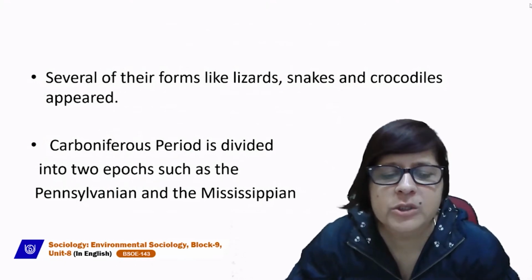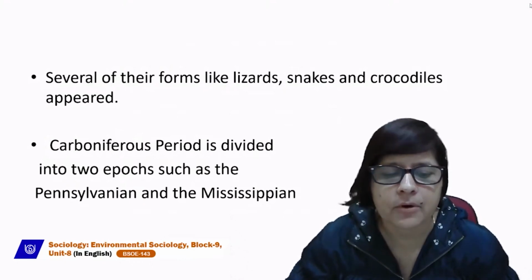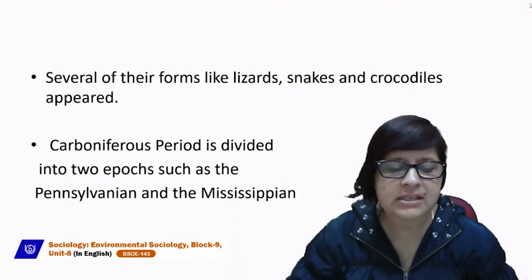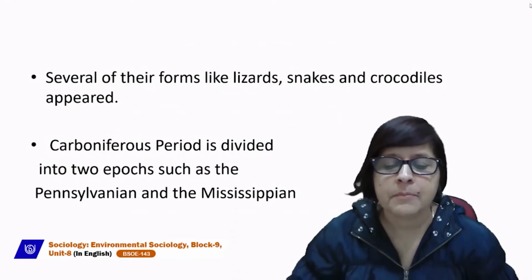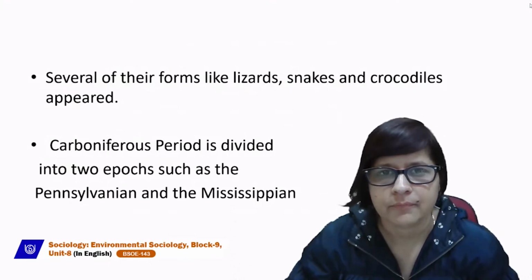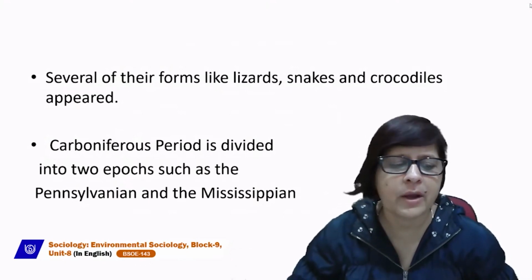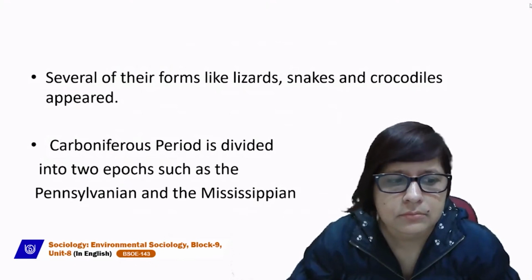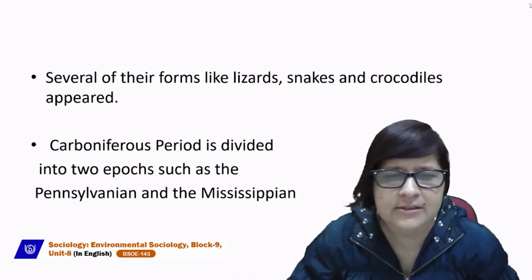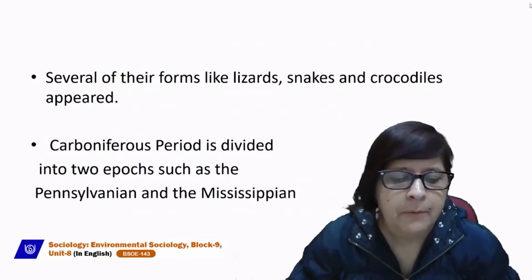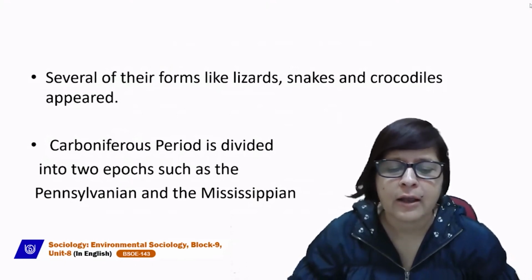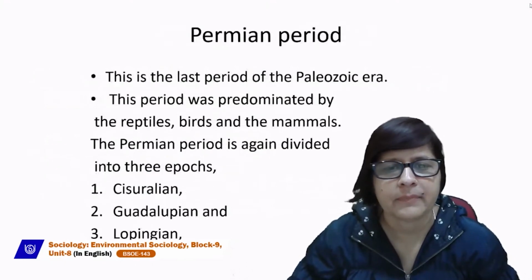And Carboniferous period is divided into two epochs, or ages: the first is Pennsylvanian and then Mississippian.